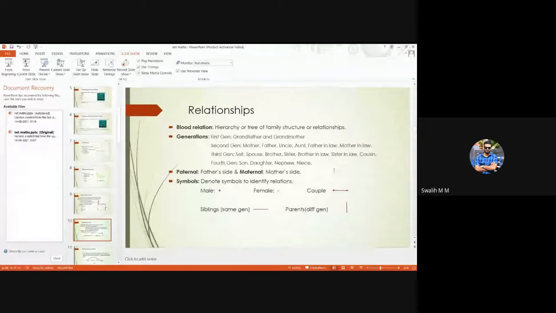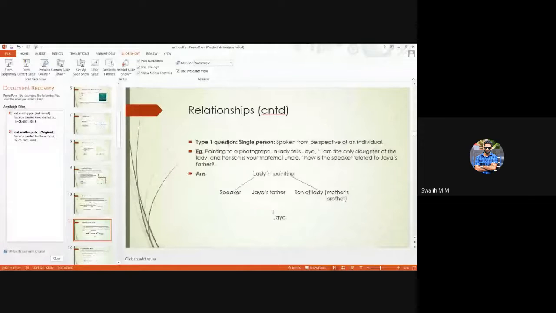And to solve easily, it's better you use some symbols to denote as well. Generally, they use male as plus, female as minus, and couples, like husband and wife, would be connected with a line of arrows. Siblings would be connected with just lines, no arrows. And parents, again the same line, but they are in different generations. So horizontal, vertical lines. Siblings would be horizontal lines.